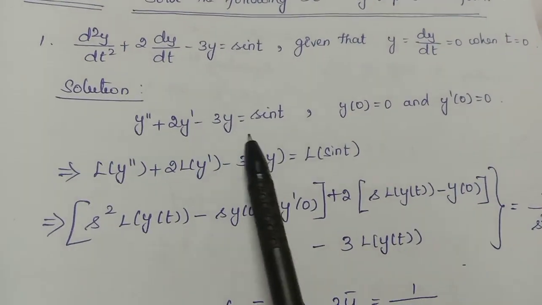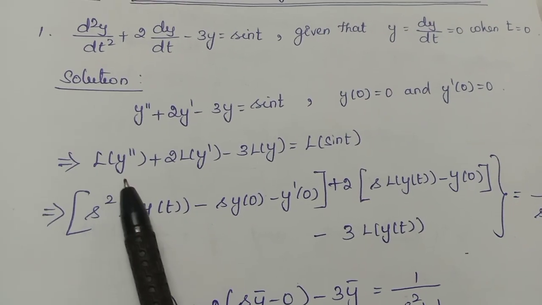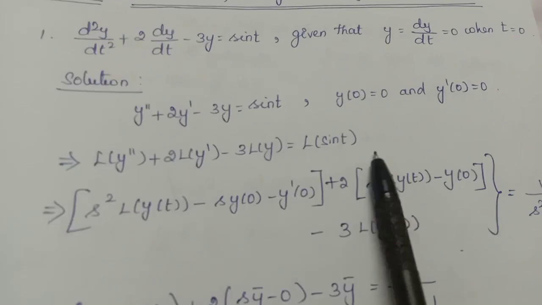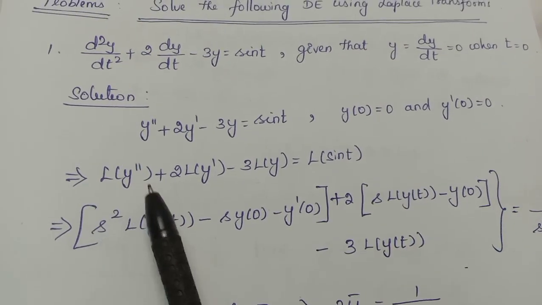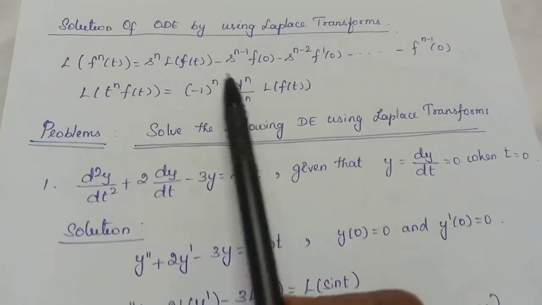Now you take Laplace transform on both sides of this equation. So what do you get? L of y double dash plus 2 into L of y dash minus 3 into L of y equal to L of sin t. Now L of y double dash is obtained from this formula. This is for the nth derivative.